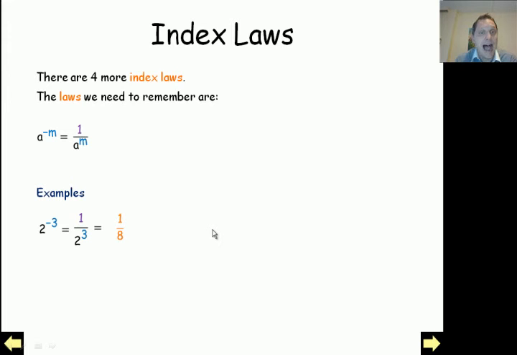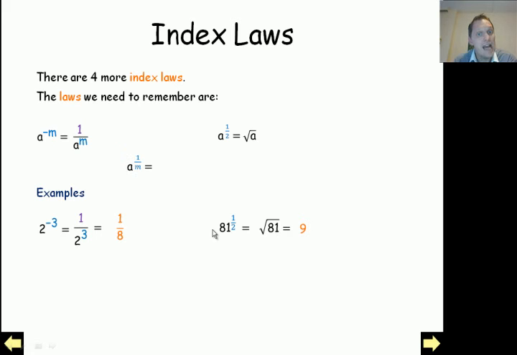Our next index law is that anything to the power of a half means that you are square rooting that number or letter. So a to the power of a half is the square root of a. As an example, I've got 81 to the power of a half. So the square root of 81 leaves us with 9.